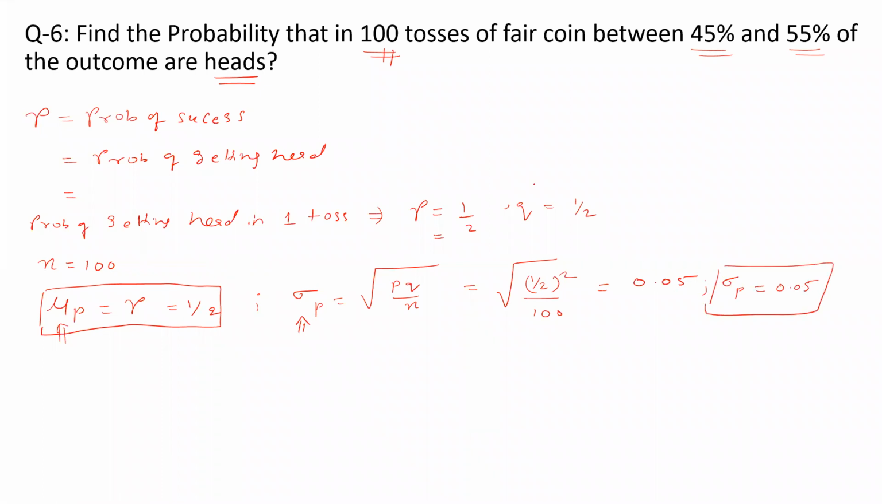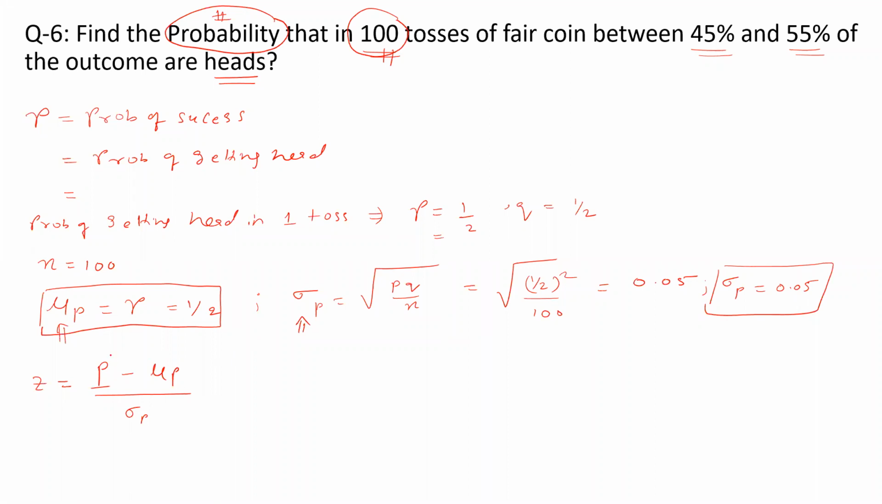Now the next part is they want us to find the probability that in 100 tosses of a fair coin, between 45% and 55% of the outcomes are heads. So definitely your sample size is more than 30 and you are finding the probability, so you have to go for the standard normal variate. The standard normal variate Z for proportion, as we have spoken, will be capital P minus mu P divided by sigma P.